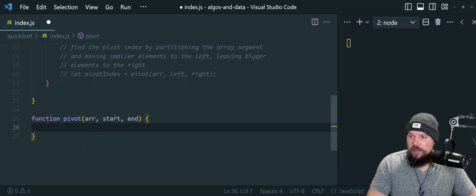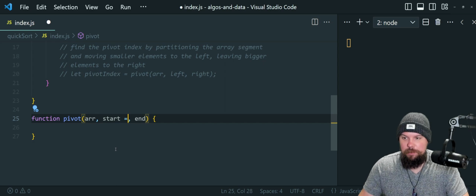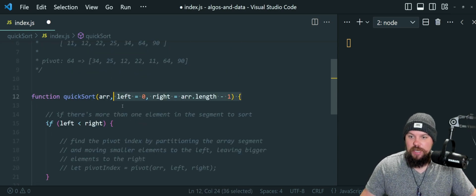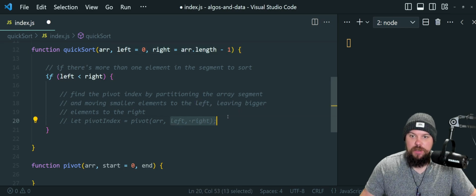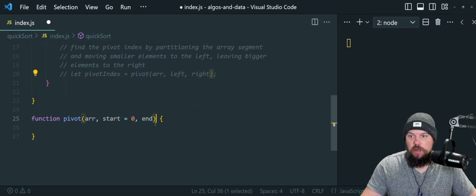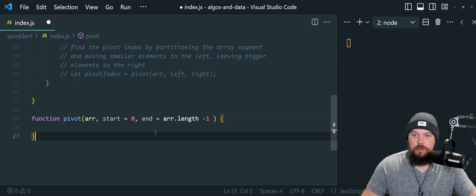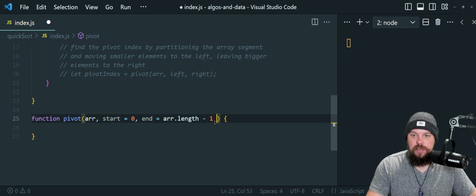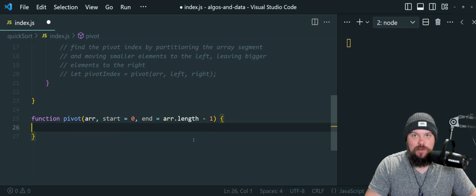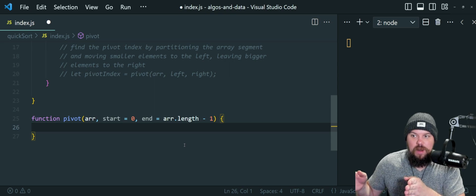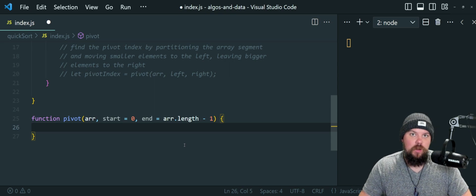Now, just to play it safe, I'm also going to pass in default args to this one. I don't think we need to, because if I call it with left and right, which will be 0 and array length minus 1, on the initial call, it should be fine. But I'm going to play it safe and just add these here, and we can always test to remove them at the end. I don't think that will cause any kind of issues, but I'm not going to risk it. So yeah, we're going to pass in a start value and an end value, and we're going to pick a pivot point. What pivot point are we picking?